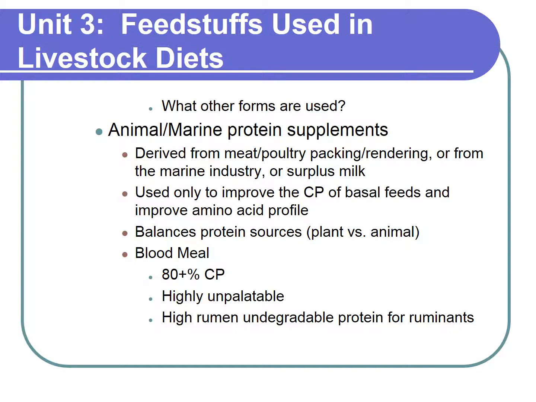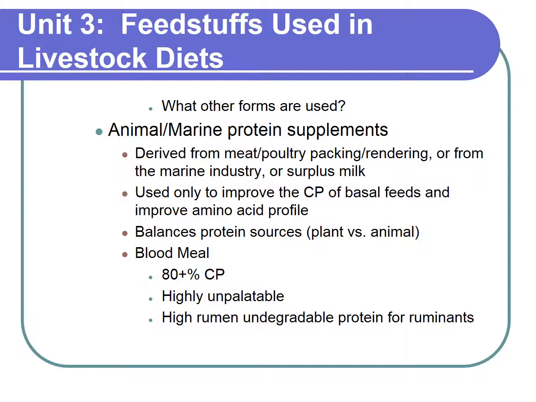Animal and marine protein supplements, we're talking about meat, poultry, packing, rendering, marine industry, surplus milk, all of those types of things. We'll give you some examples, like blood meal, which is 80% or more crude protein. So you would think, wow, I could feed just a little dab of blood meal and get a lot more bang for my buck than feeding soybean meal.